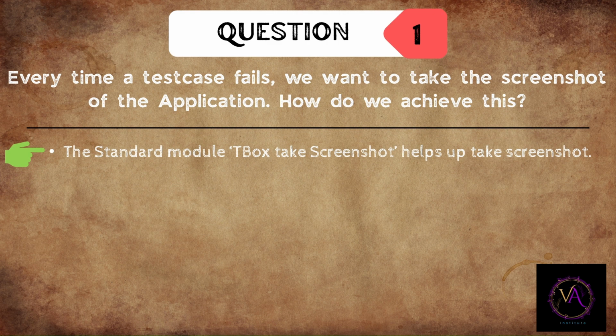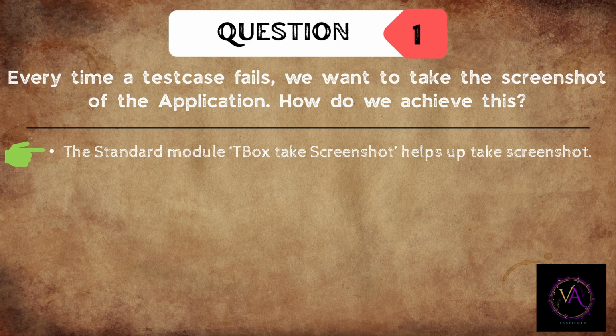So the answer will be like, first of all, how do we take a screenshot? The TBox Take Screenshot option helps us take the screenshot. This is present in the standard modules. This module will have the location, the directory, and also the file name. You can fill all these details. Wherever you put this TBox Take Screenshot, it will take the screenshot. But you can't guess where exactly the test case fails, right? That is the problem here. If you want to take a simple screenshot, you put this module and it will take a screenshot. But where exactly the test case fails? Now that is a different concept.